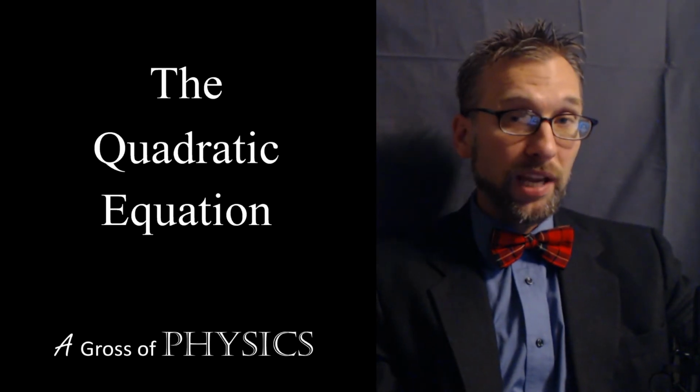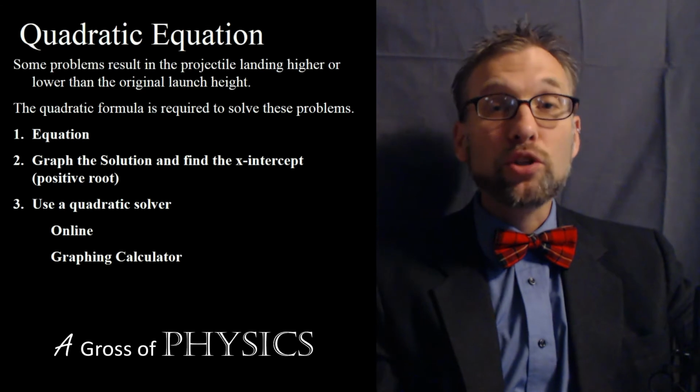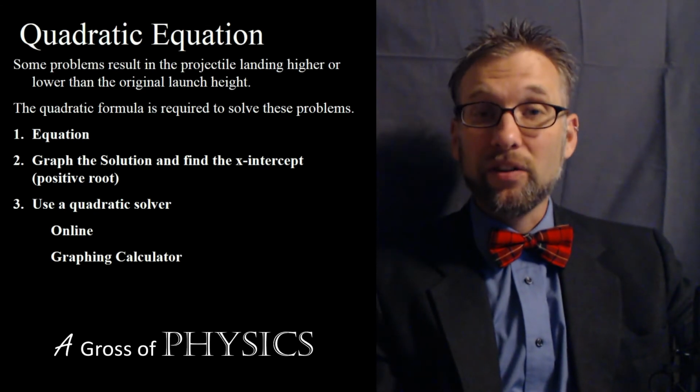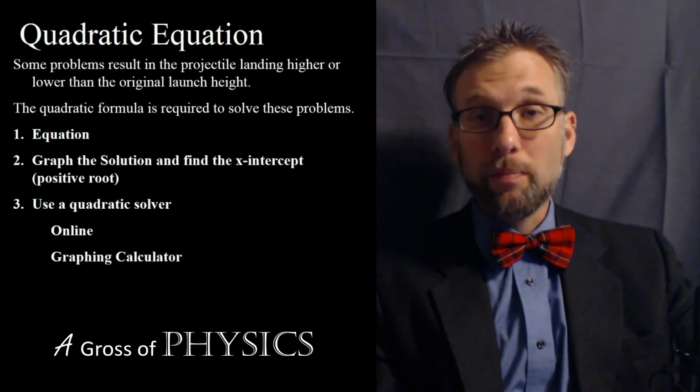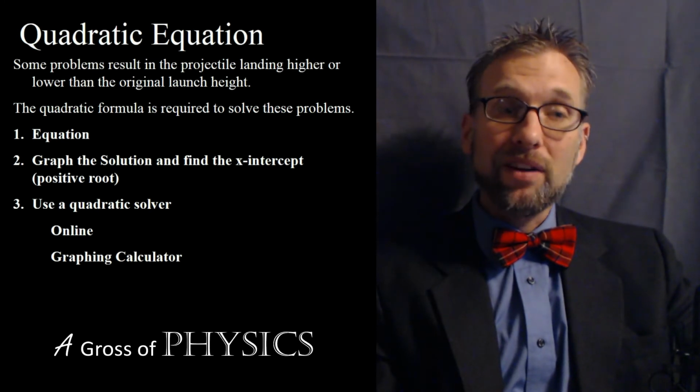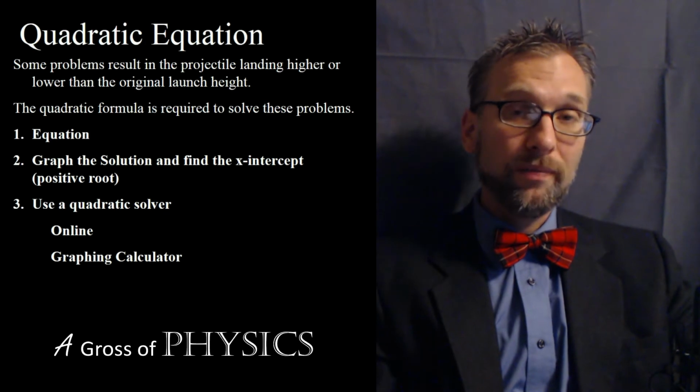We had two values for t, but because the object started on the ground and ended on the ground, one of the roots was 0, and the other root was a positive number. And that gave us a pretty easy solution.